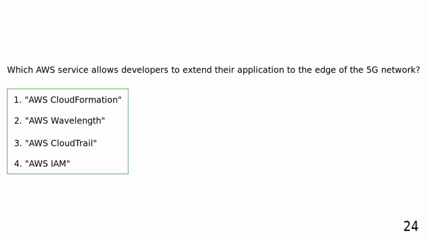Which AWS service allows developers to extend their application to the edge of the 5G network? AWS CloudFormation, AWS Wavelength, AWS CloudTrail, AWS IAM. AWS Wavelength allows developers to extend their applications to the edge of the 5G network.